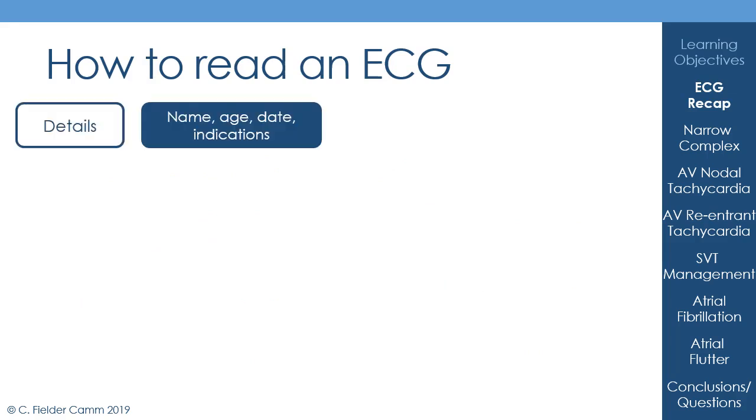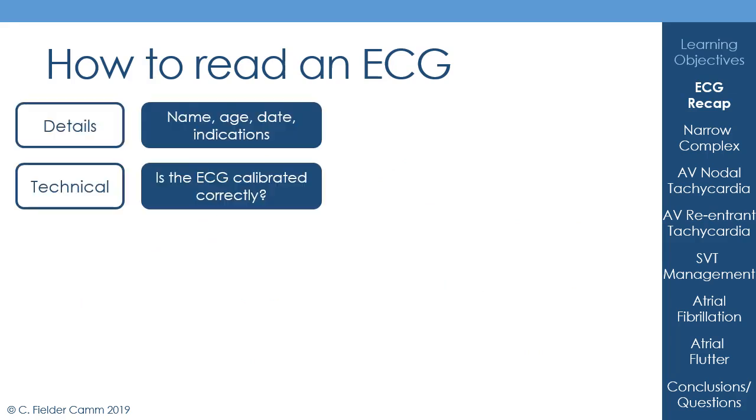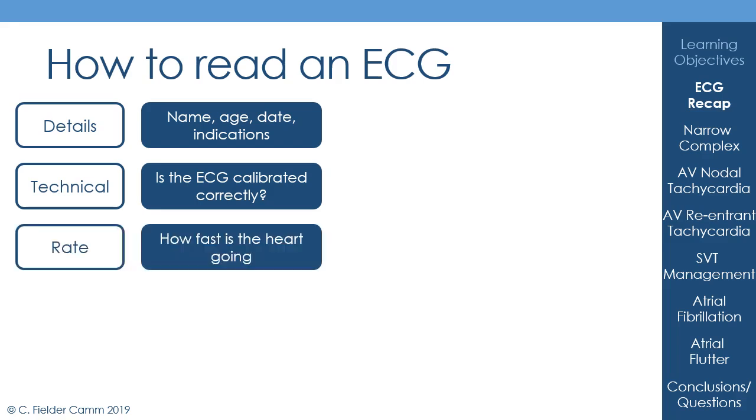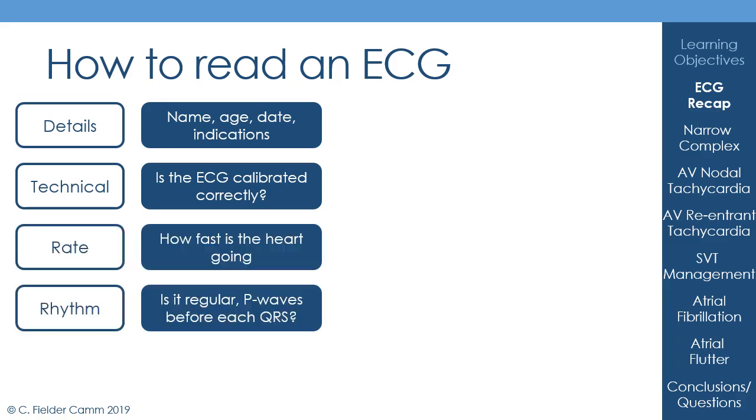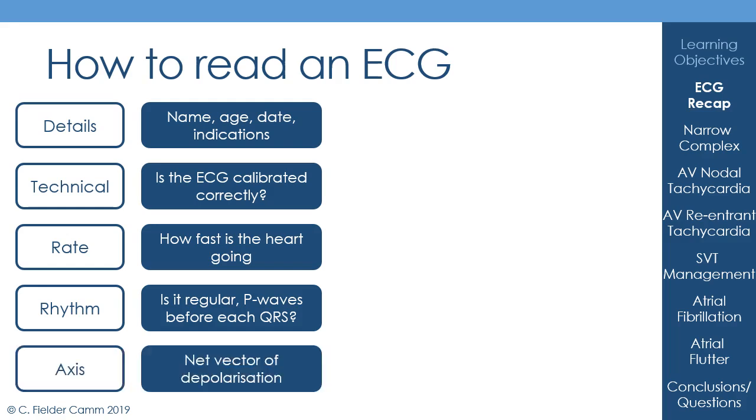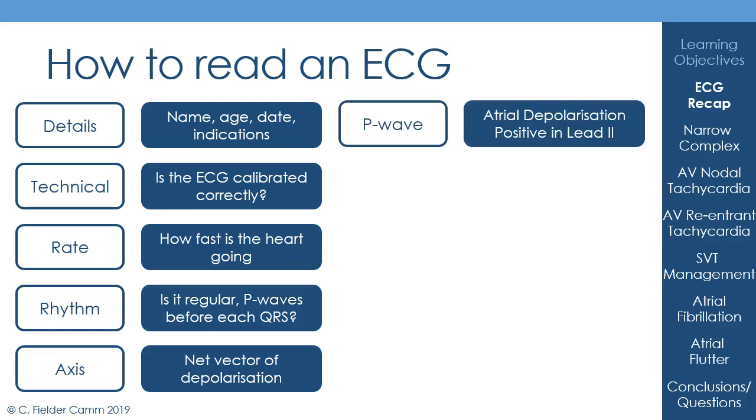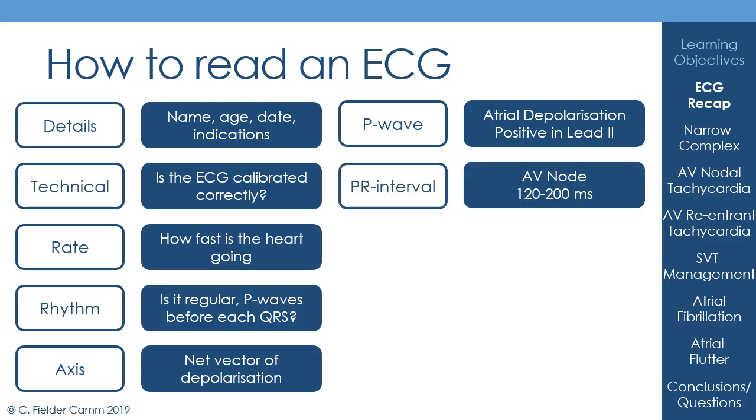First start with the details, then go on to the technical calibration, the ventricular rate, the rhythm, noting whether it's regular and whether P waves come before each QRS complex, and that's going to be particularly important here as we're talking about tachyarrhythmias. The axis of depolarization for the ventricle, what the P wave looks like, and whether it's positive in lead 2, suggesting sinus rhythm.